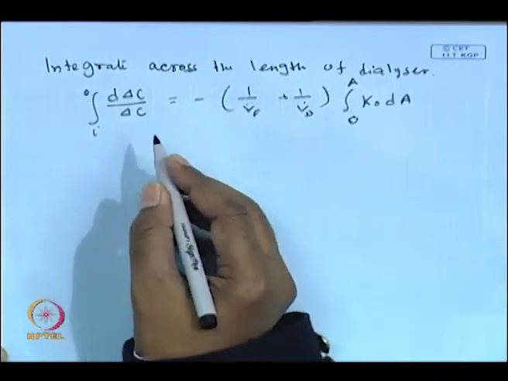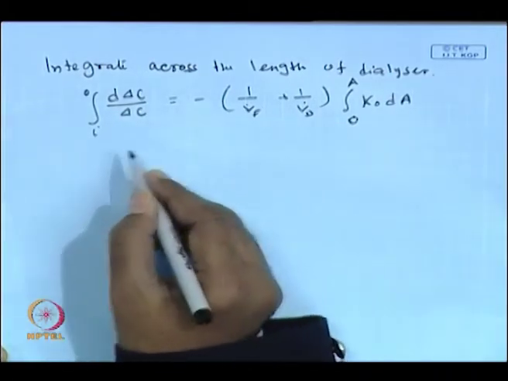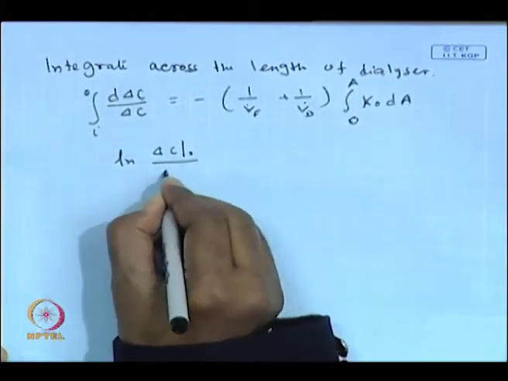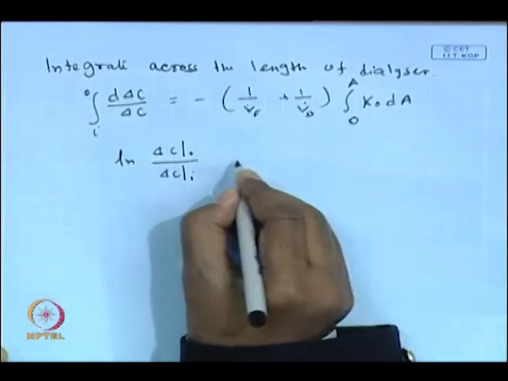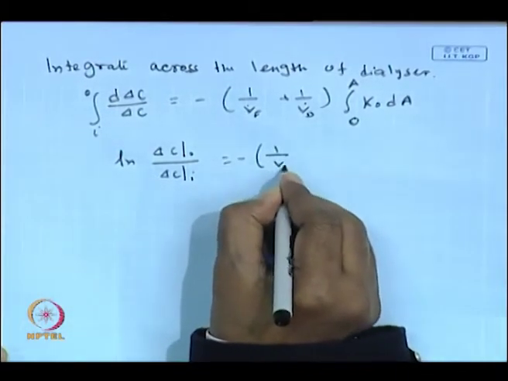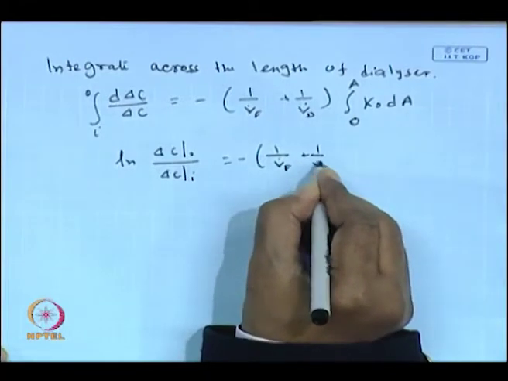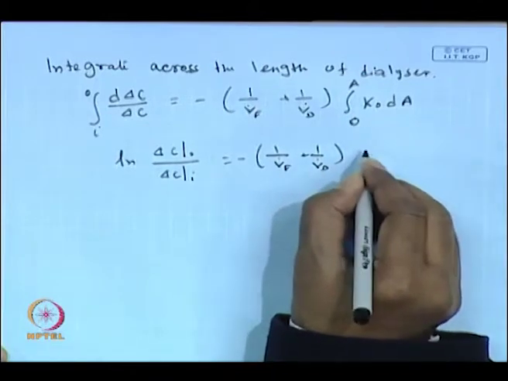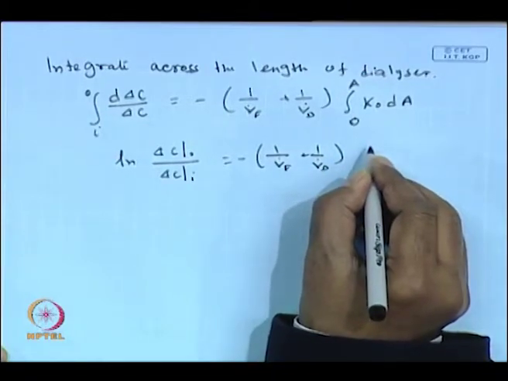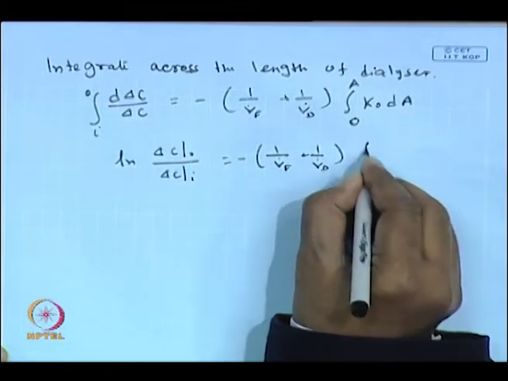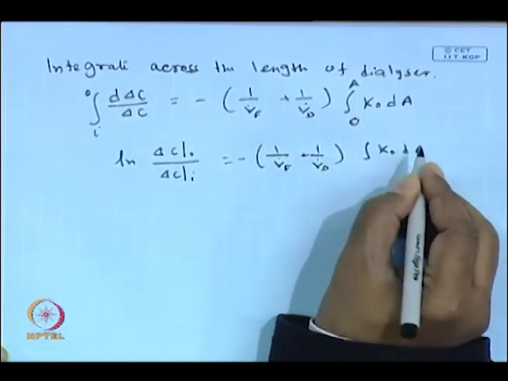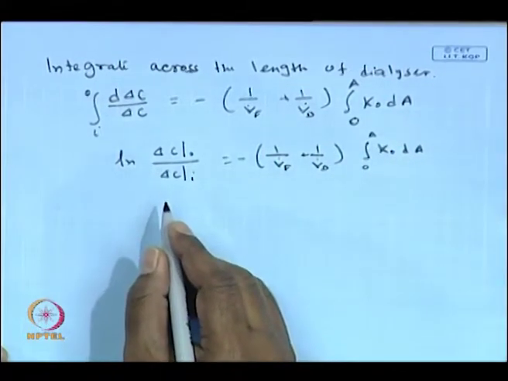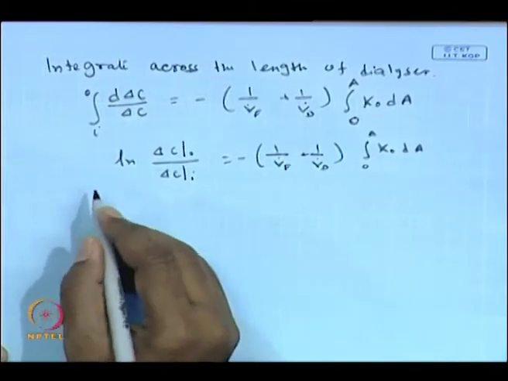So, you can get the integration of this. You will be getting ln delta C outlet divided by delta C inlet is nothing but minus 1 over Vf dot plus 1 over Vd dot. Okay. K0 is constant, it does not depend on the area. So, you will be getting K0 integration of dA from 0 to A. Okay. Now, we can integrate the other equation.